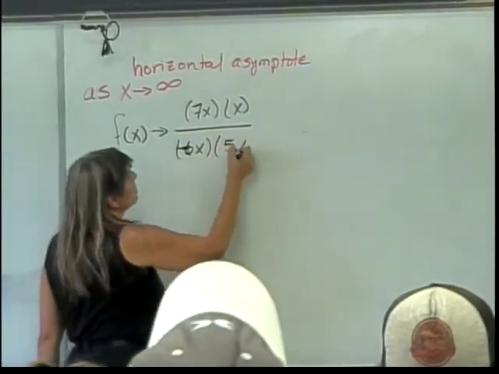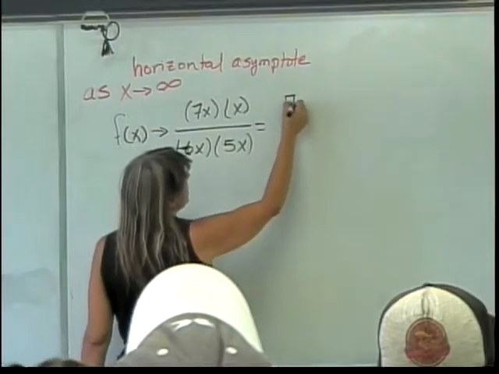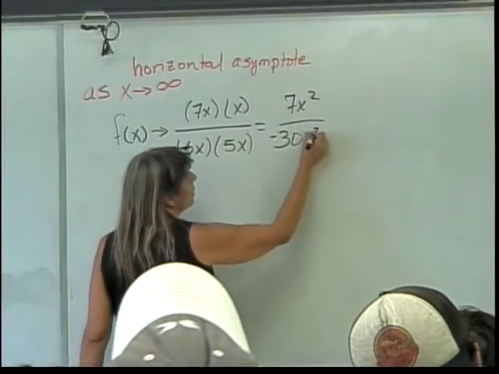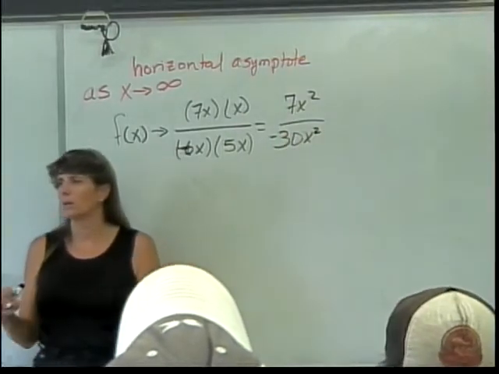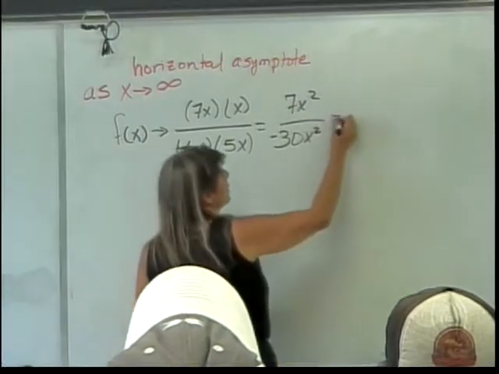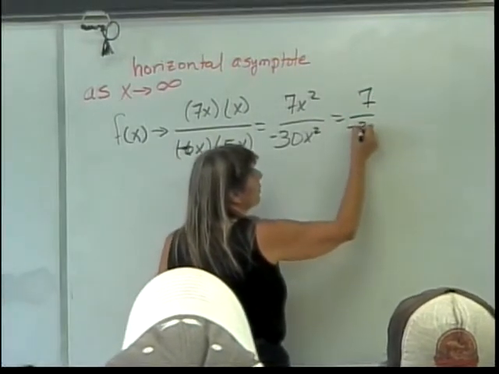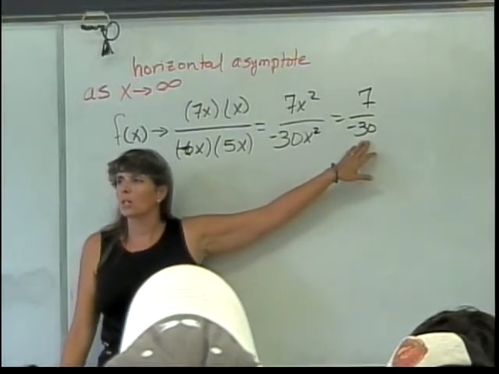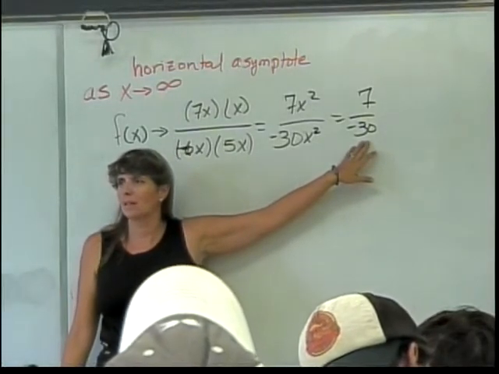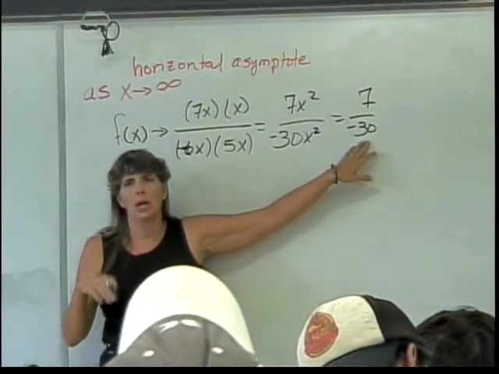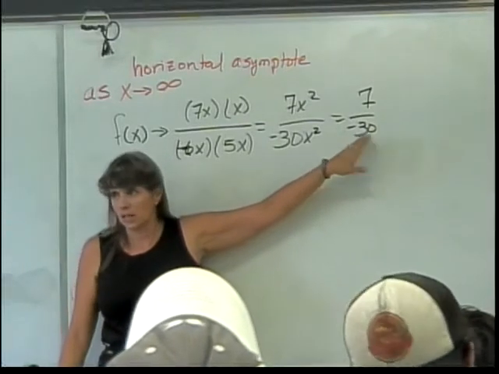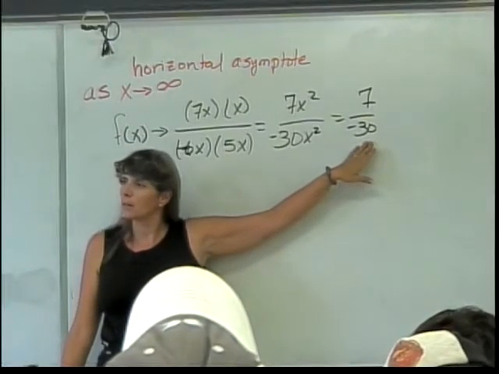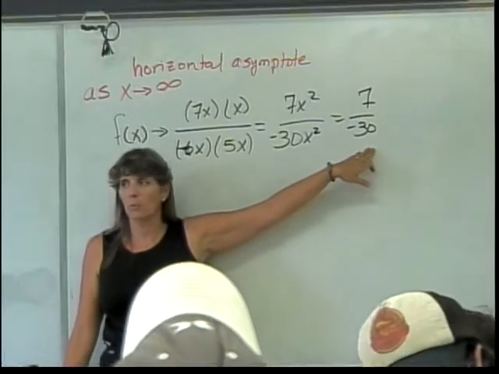5x. So now when I simplify this, I have 7x squared over negative 30x squared. What happens to the x squareds? They cancel and become 1, so this becomes 7 over negative 30. As x gets really big, what happens to this number? Absolutely nothing, because there's no x in there to either make it get really big or make it get really small. 7 over negative 30 gets to stay 7 over negative 30 for the rest of its life. So this is the number that I'm approaching.